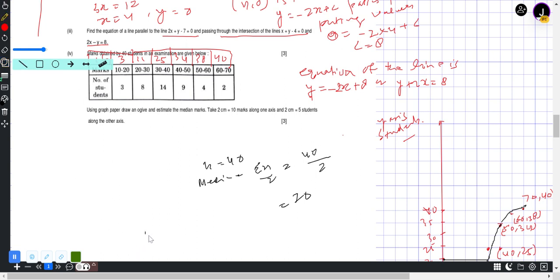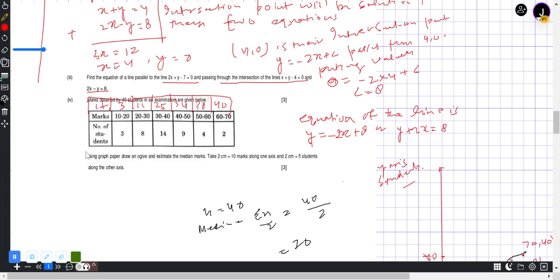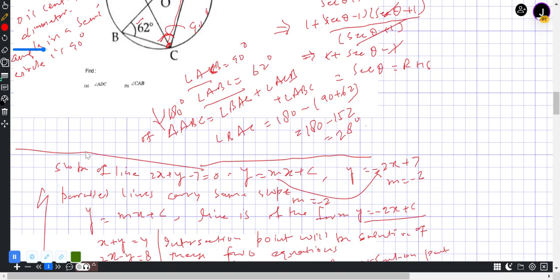When you are drawing a fair diagram, you will get to see what exactly you get. So that marks the end of this paper. Let me revisit and see if I left anything.